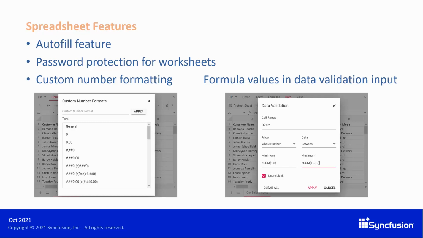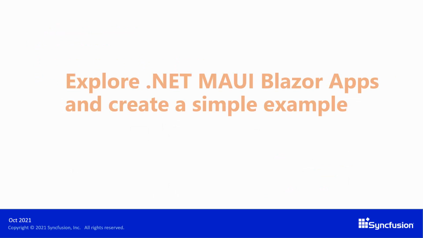Now let's move on to the final topic, that is exploring .NET MAUI Blazor apps. So we'll see how to create a simple example and embed our Blazor components into it. Basically, we all know MAUI is an evolution of Xamarin Forms. With .NET MAUI, the primary advantage is you can create a single project and build it and have it run on Android, iOS, macOS, and Windows.